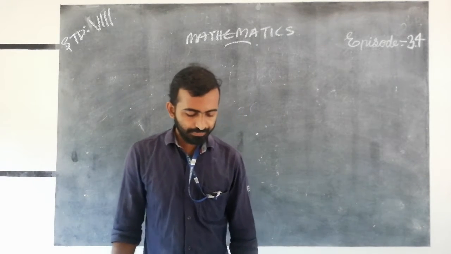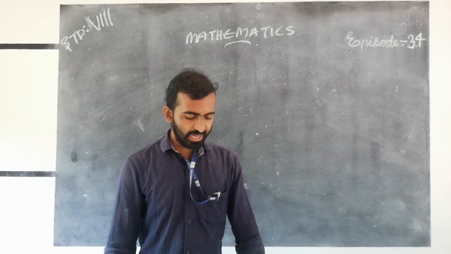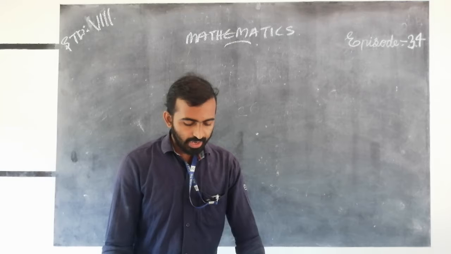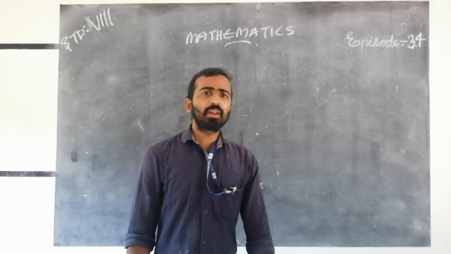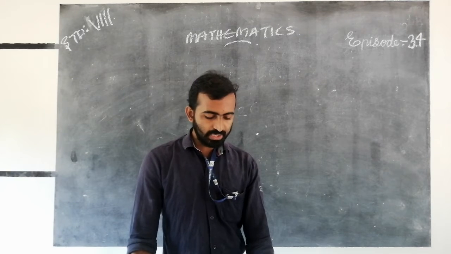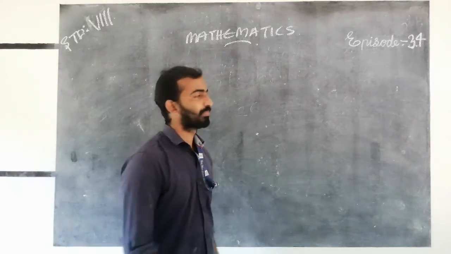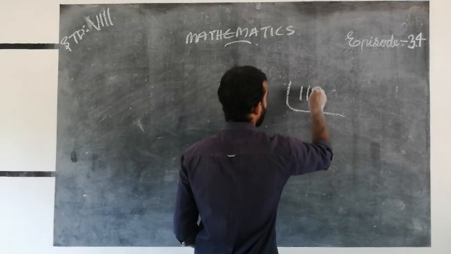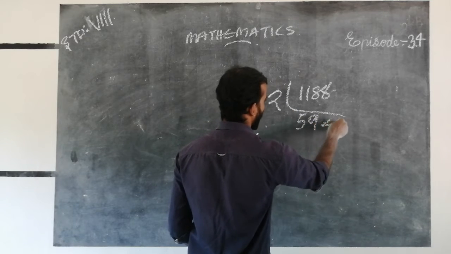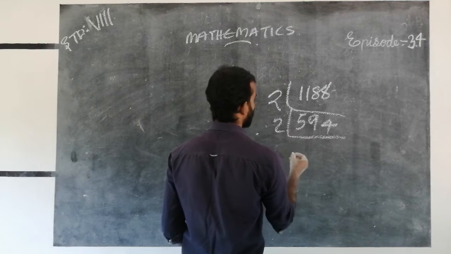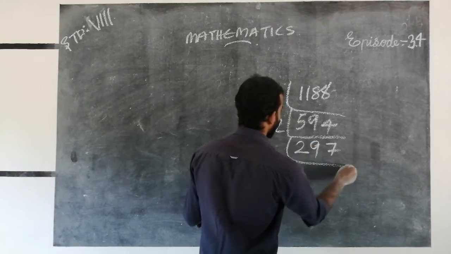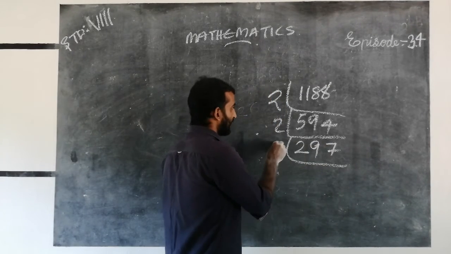Is 1188 a perfect cube? If not, by which smallest natural number should 1188 be divided so that the quotient is a perfect cube? That is, 1188 we can write as 2 times 594. This is 2, 297. And which number is 3?